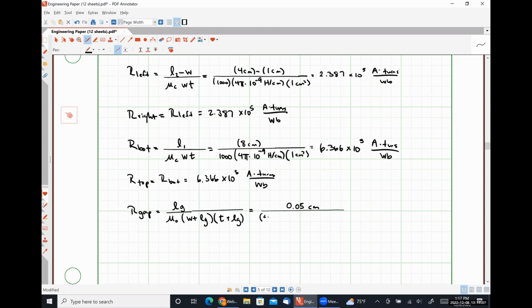Mu naught is 4 pi times 10 to the minus 9 henries per centimeter. My width will now be 1.05 centimeters. My thickness will now be 1.05 centimeters. And when I throw all of this into my calculator, I get 3.609 times 10 to the 6th amp turns per Weber.